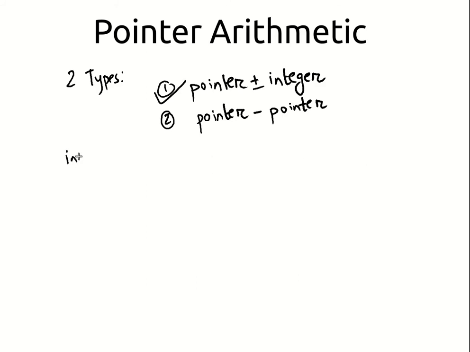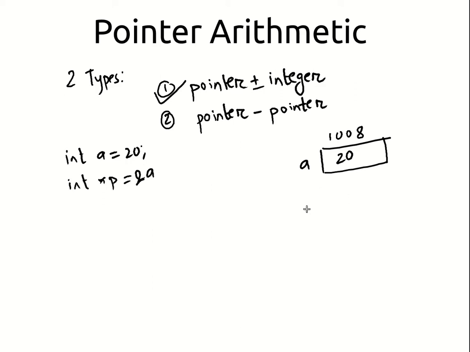So let us first take an example. If int a is equal to 20, let me assume that a is allocated memory and let the address be 1008, and the value inside a is 20. Now let me create a pointer called p, which is having the address of a. So now p is a pointer. P is having the address of a, which is 1008, and let the address of p itself be 2000. So this means p is pointing to a.